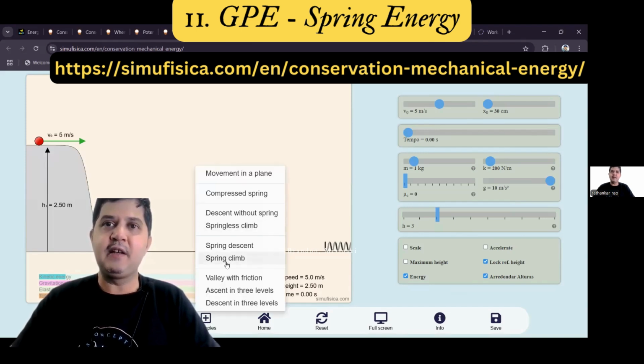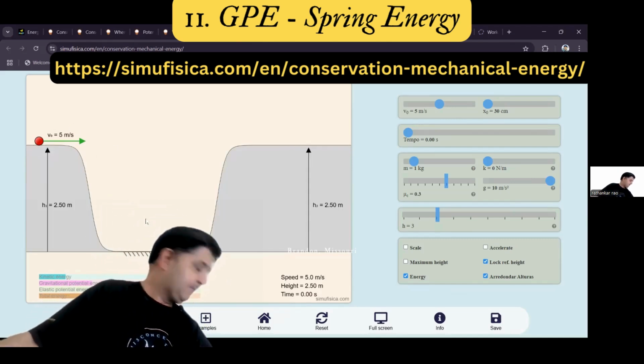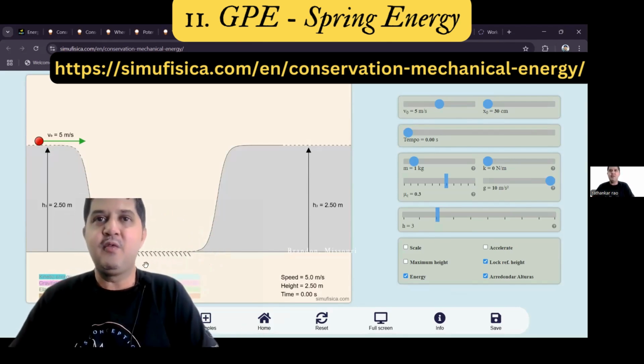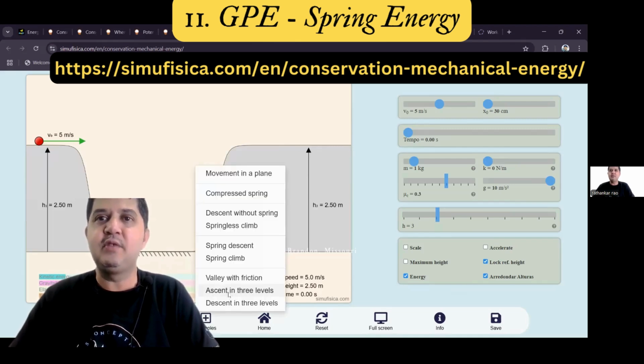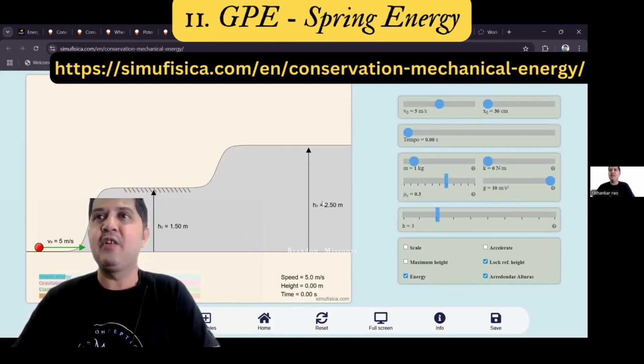And then you have spring climb, valley with friction. Okay, when there is a friction, what is the amount of energy being lost? And then you can also do ascent in 3 levels. Okay, so there is a friction here, and as it climbs up this one, it also has to go upwards. So you can do lots of examples like this, right? Okay, let me move on to the next one.